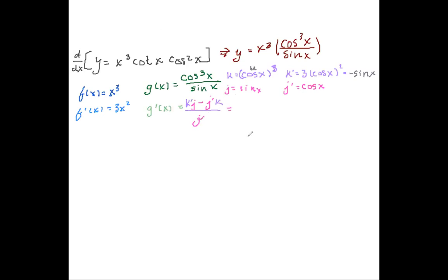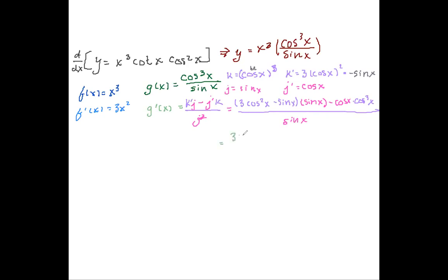So we're looking here at 3 cos squared x minus sine x times sine x minus cos x times cos cubed x, all over, it's j squared, so all over sine x. Yeah, so that 3 is gonna be hanging around for a little bit. We'll continue solving it out.